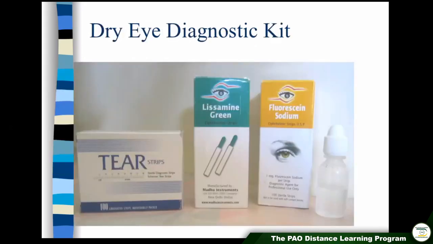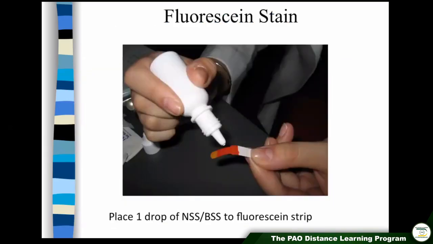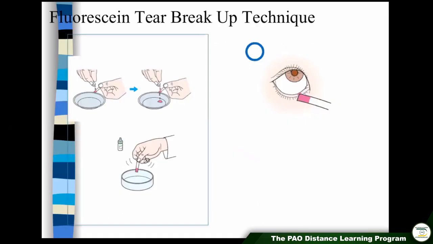You need your slit lamp, your fluorescein stain, your Lissamine green stain, your tear Schirmer strips, and your BSS, your saline. For the fluorescein stain, you should just put one drop, shake it off immediately, and tap it immediately to the lid margin. You don't want your fluorescein to be too concentrated. You want it just dilute, but enough to stain the tear. You have to shake it off because you don't want to add additional volume to the tears.